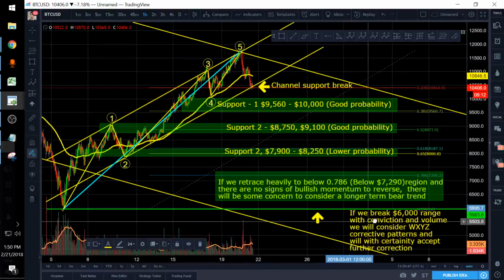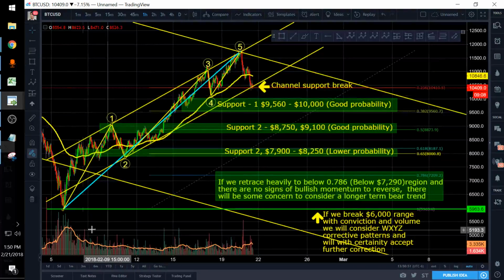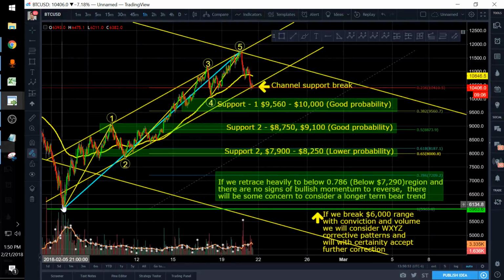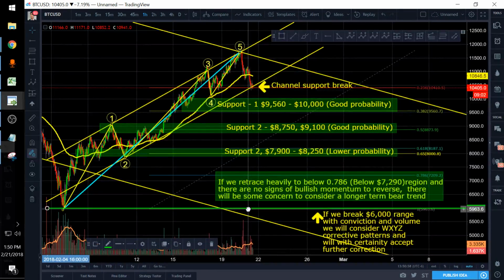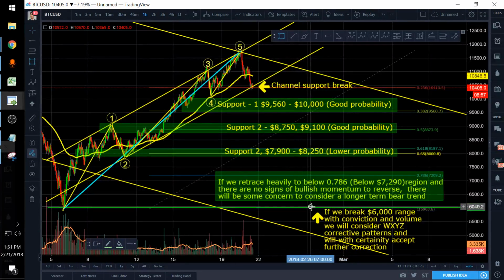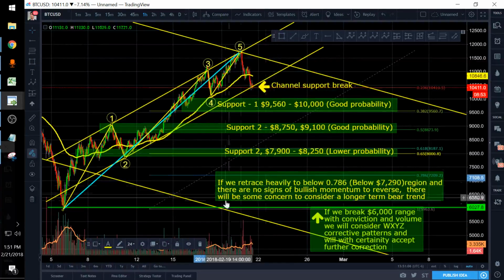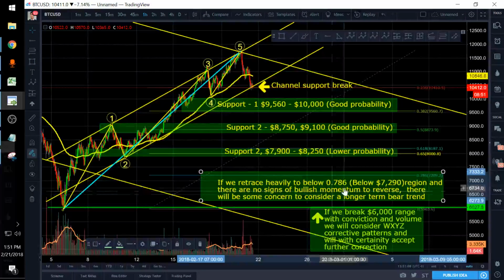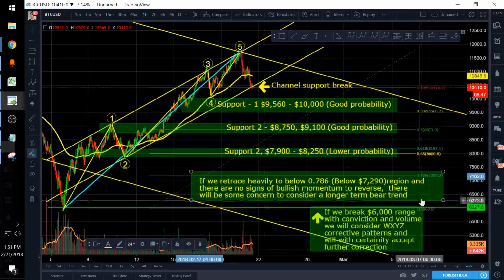Because there's a lot of mumbo jumbo, okay? So if we break 6,000 range right there, or whatever that low was, I don't remember. Around there, wherever that was. So I'm just going to highlight this for you guys to see, to make sure that we are all on the same page, all right? So there's no confusion whatsoever. I don't want you guys to be confused by this mumbo jumbo that I'm always writing on here.